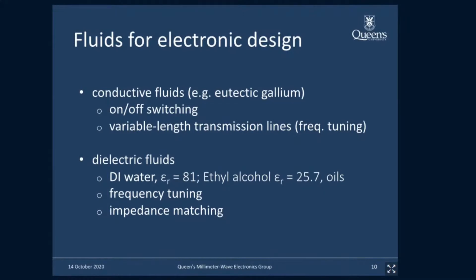And so what you can do with these conductive fluids is you can use them, for example, for on-off switching, right? You close a gap with a liquid metal, open the gap, and then you have an on-off case. Then the other thing that you can do, and this is where it starts to become particularly useful for electromagnetic structures, is that you can make a transmission line of a liquid metal, and you can extend the length of that transmission line, and then you can have frequency tuning, because if you have a resonator that is a transmission line of a certain length, then the resonant frequency will change immediately.